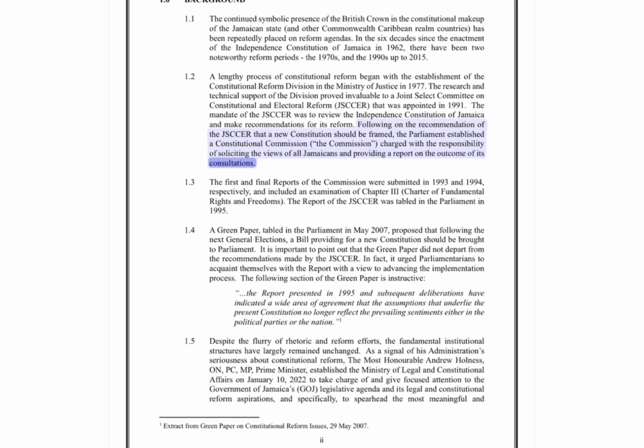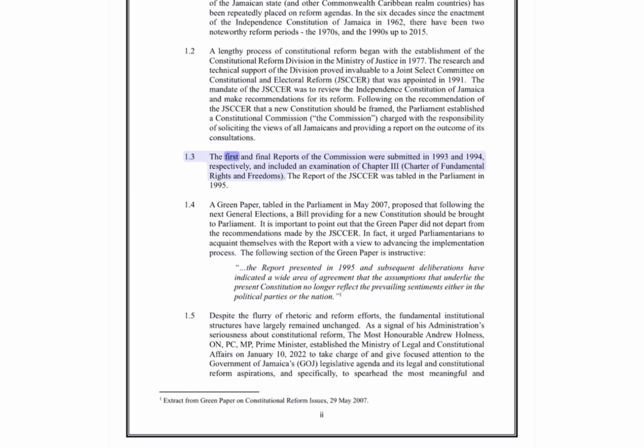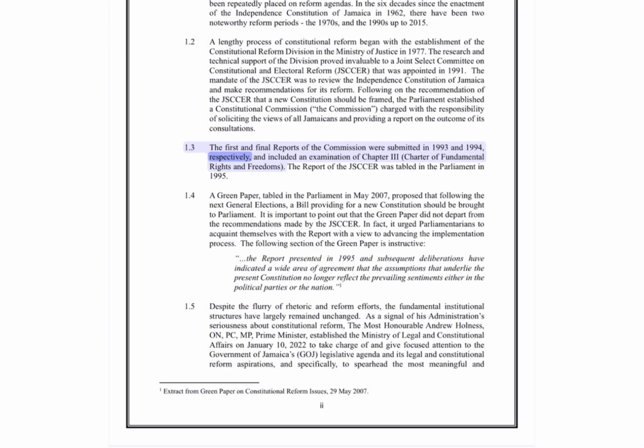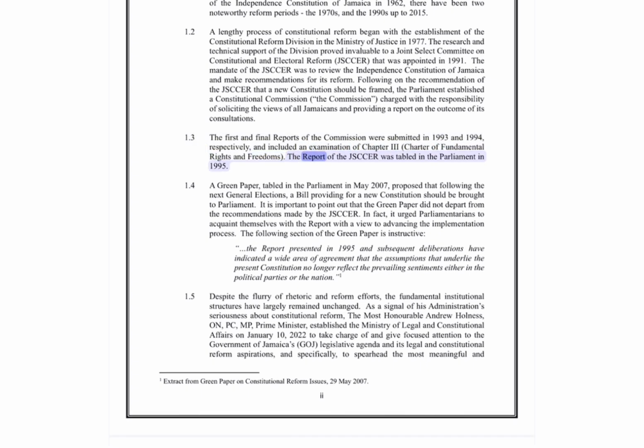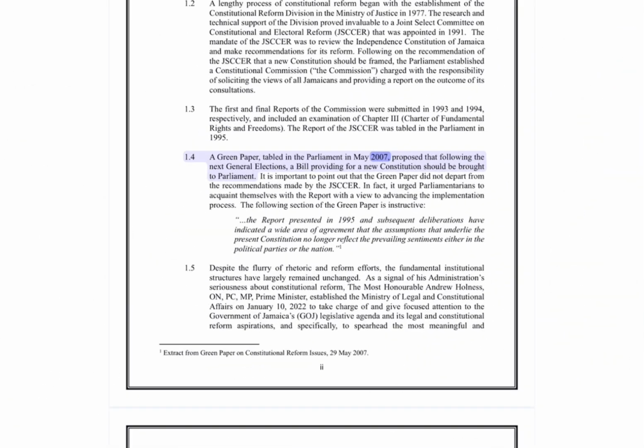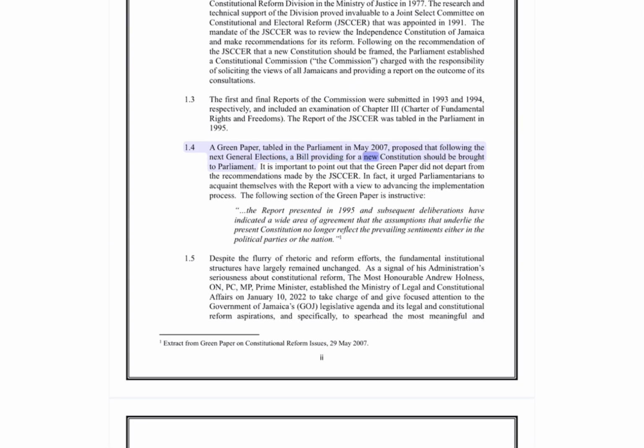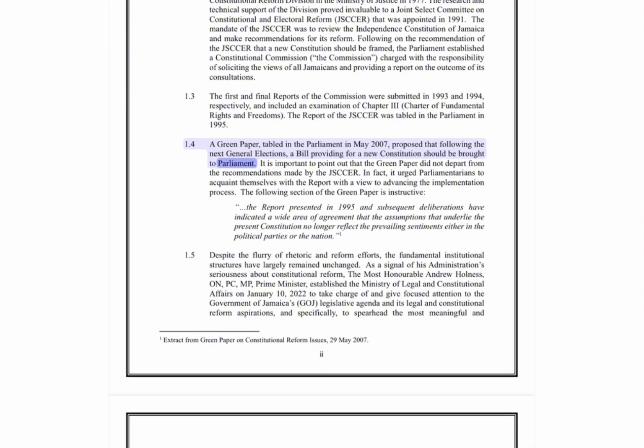of its consultations. 1.3 The first and final reports of the Commission were submitted in 1993 and 1994, respectively, and included an examination of Chapter 3, Charter of Fundamental Rights and Freedoms. The report of the JCCR was tabled in the Parliament in 1995. 1.4 A Green Paper, tabled in the Parliament in May 2007, proposed that following the next general elections, a bill providing for a new constitution should be brought to Parliament.